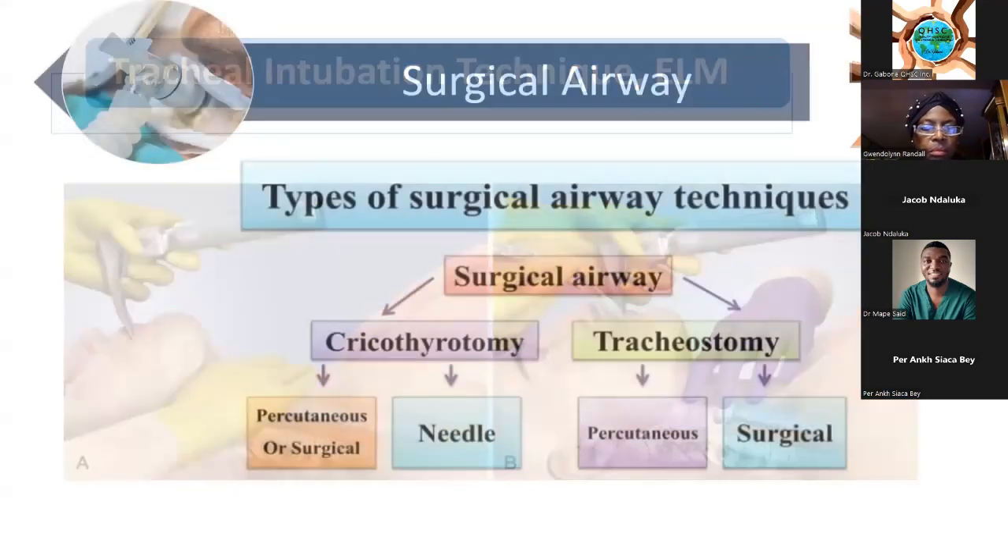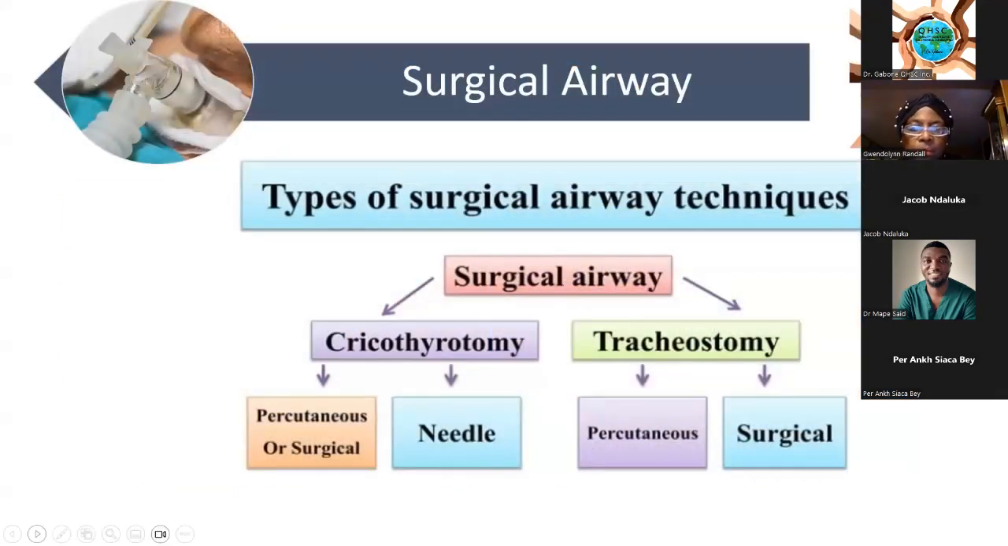So another method of securing airways is by surgical method or surgical airways. And this now, you can do cricothyrotomy or tracheostomy, in which you can do percutaneous or surgical, or using a needle. And in tracheostomy again, you can use percutaneous or surgical.